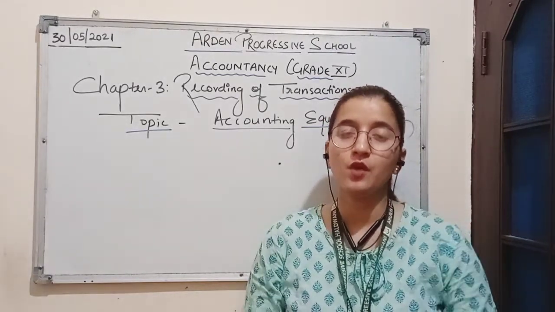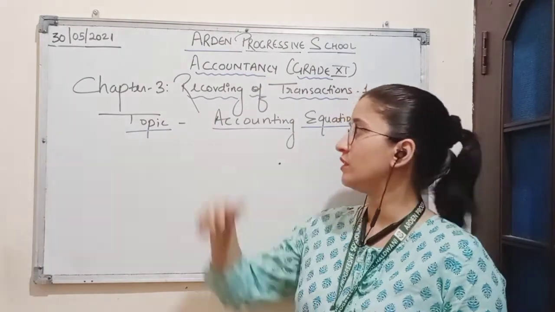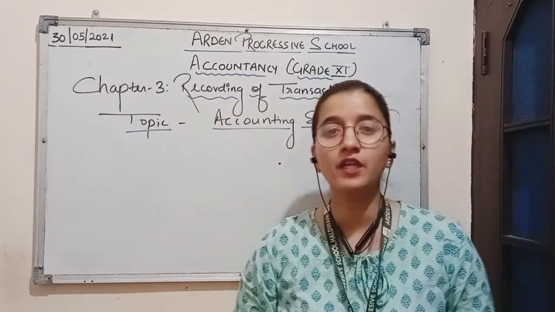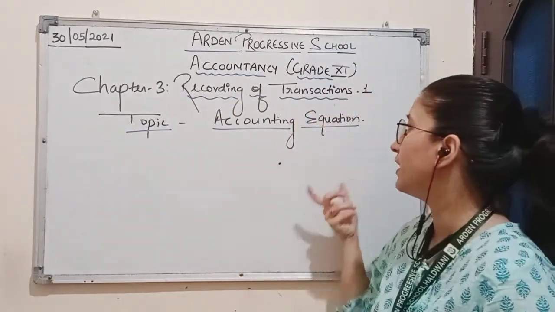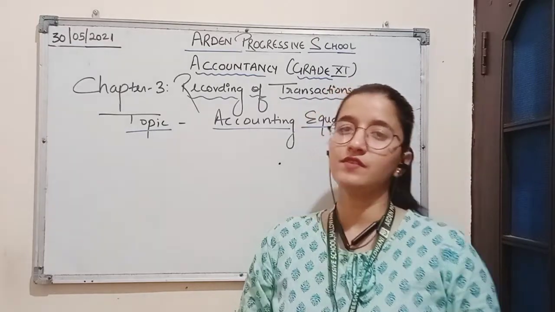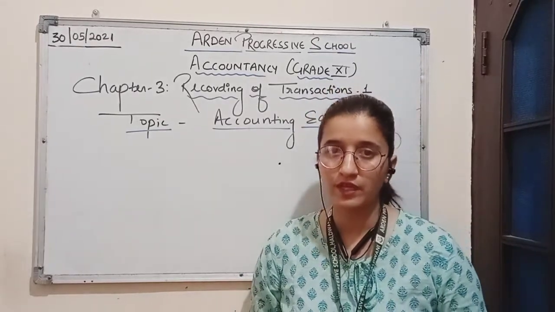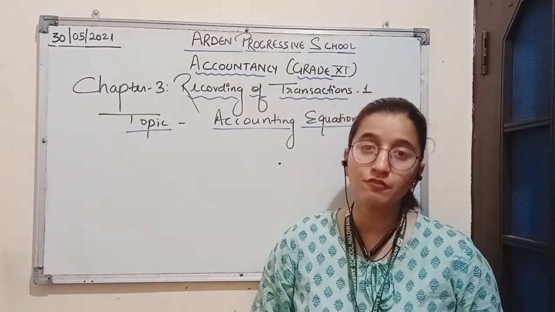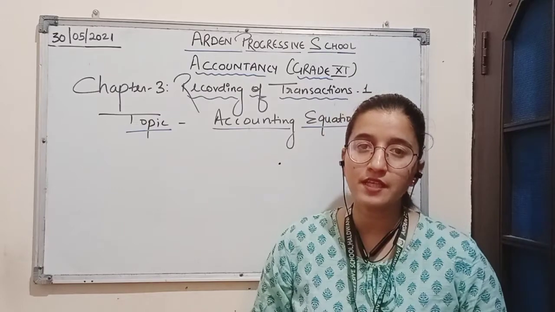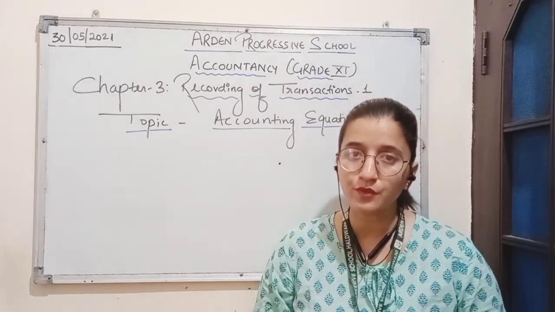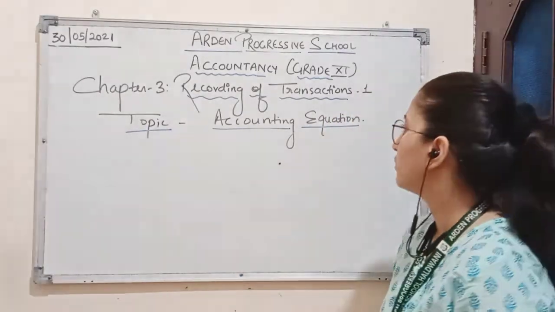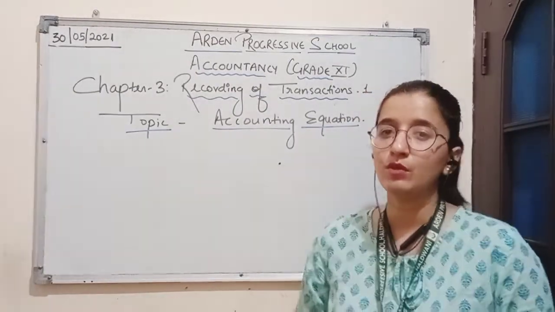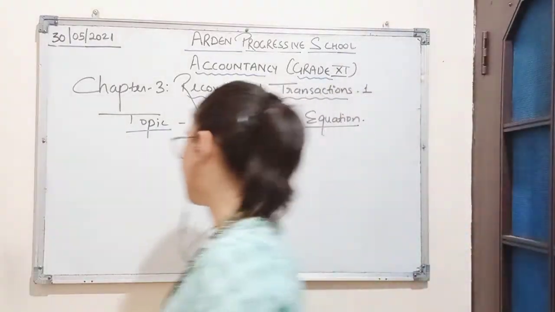Today in this session, we'll be discussing the topic based on Accountancy Chapter 3, which is Recording of Transaction Part 1. And the topic is Accounting Equation. Till now, we have studied the theoretical part of accounting, which includes the basic concepts and principles of accounting. In today's session, we'll be starting with the numerical portion, and the first topic is accounting equation. Before starting this, first we will understand the balance sheet.